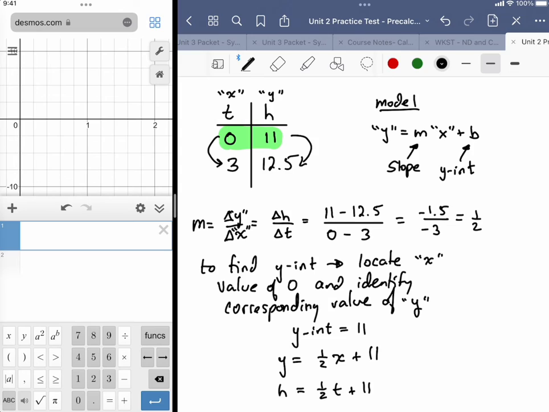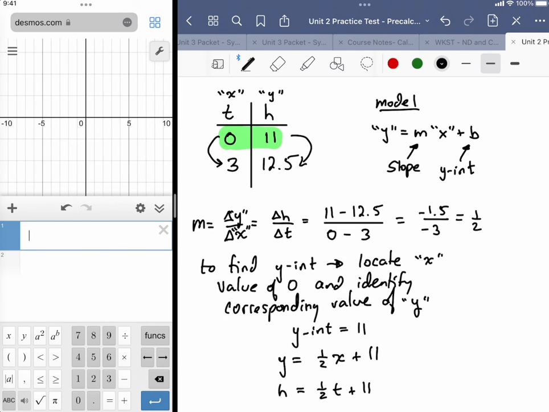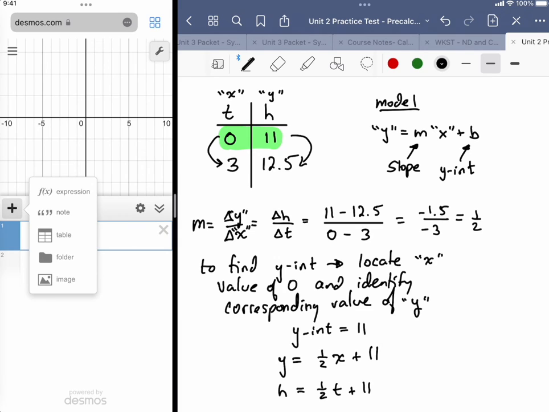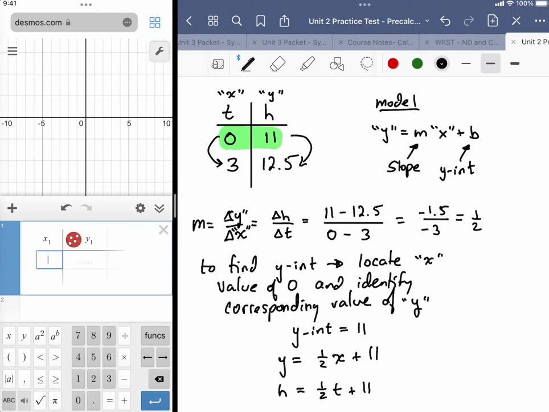Well, there's a couple of ways to do it, but one nice, convenient way on Desmos involves making a table. You saw that I drew a table here. If you have tables in your activity, Desmos will create a table. You tap on that little plus sign, and you see the one that says table. It's labeled X1, Y1, so another set of variables to worry about, but just put in the numbers. Doesn't matter what the column headings are. 0, 11, 3, and 12.5.